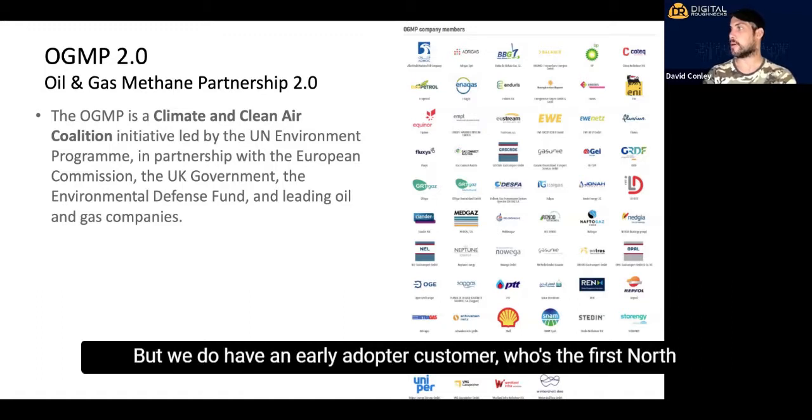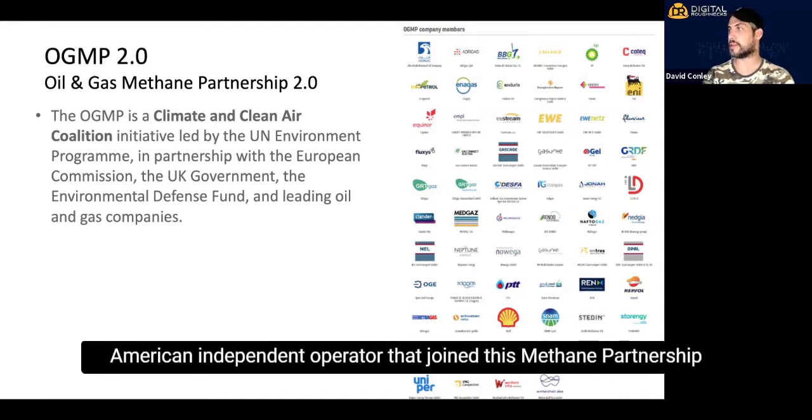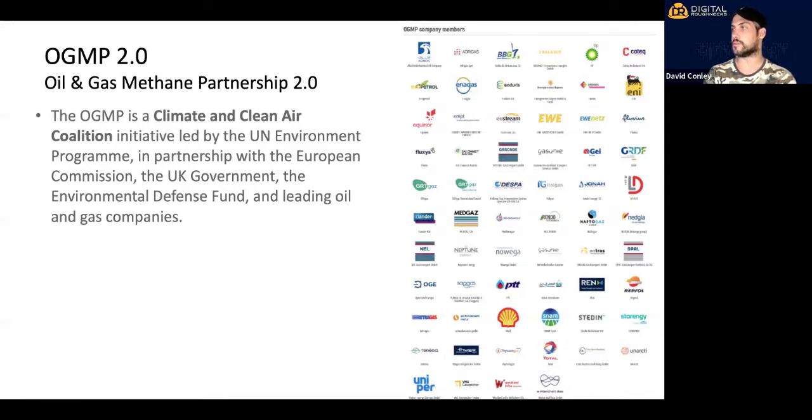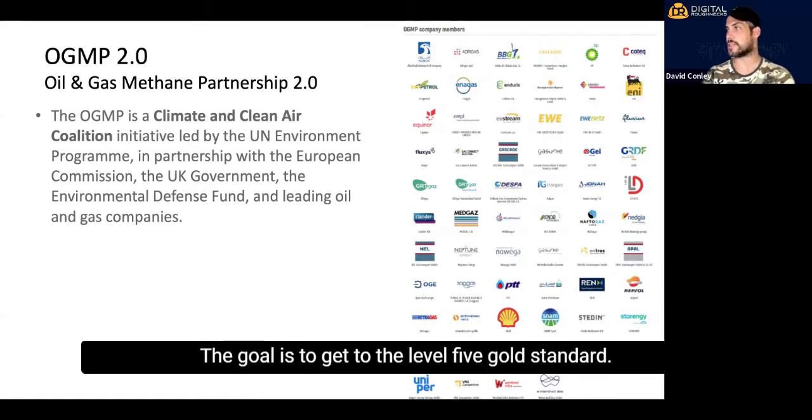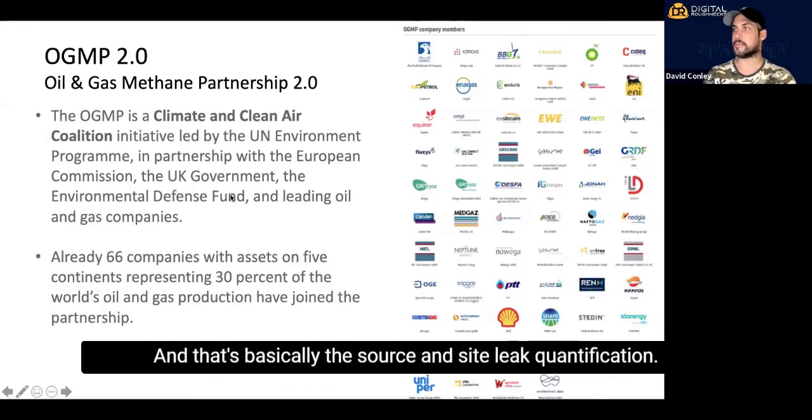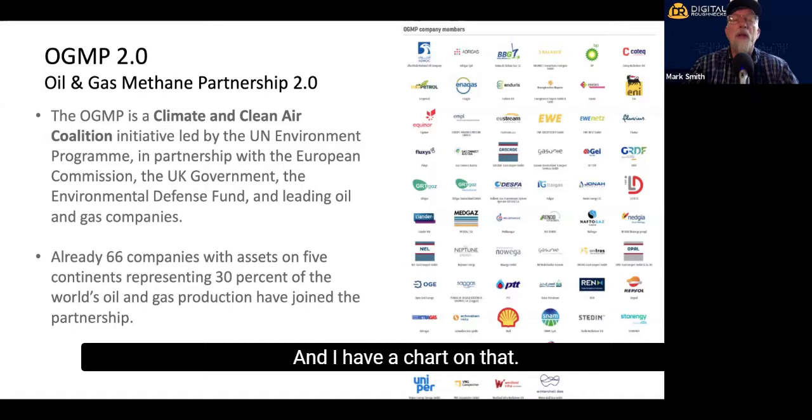But we do have an early adopter customer who's the first North American independent operator that joined this methane partnership. The goal is to get to the level 5 gold standard, and that's basically the source and site leak quantification. And I have a chart on that.